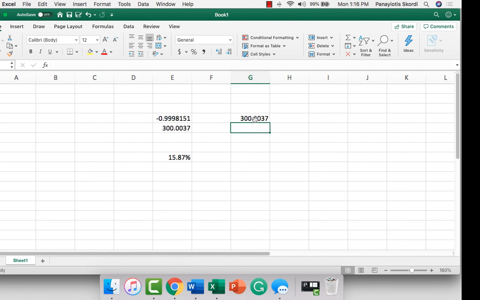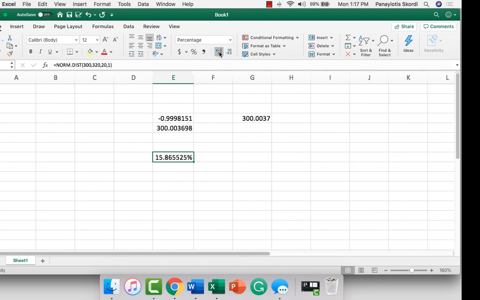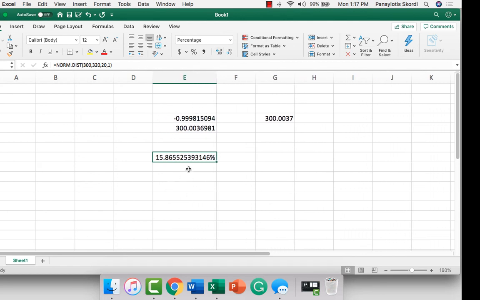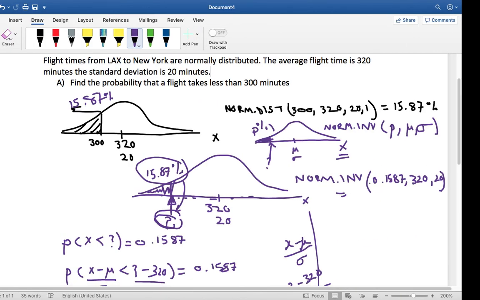The reason it's not exactly 300 is that when I was working backwards, I told you the proportion to use is 15.87%. The real value we should have used was this value in here to more decimal places, but I rounded it, so that slightly changes the answer. So there you can actually work out an inverse problem very, very easily, just remembering to do this.